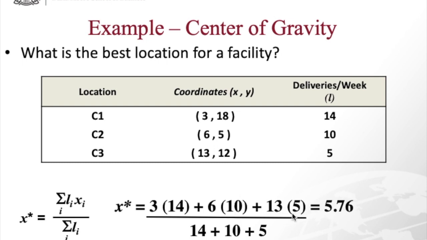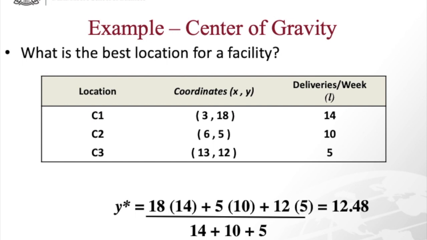But in this case, I'm doing a lot of deliveries in 3. So that x coordinate should be closer to 3 than to 13, because at 13 I'm only delivering 5 times. That's kind of the logic behind it, right? Hopefully that clarifies some stuff for you guys. And I'm dividing by the total number of deliveries to have that weighted value, right? Because I'm multiplying on top and dividing by the total, I get the weighted value of 5.76.